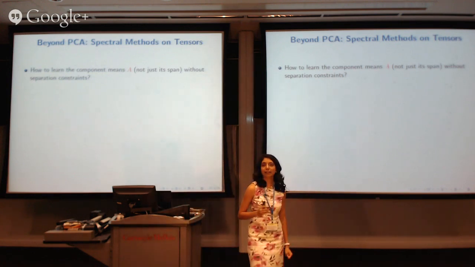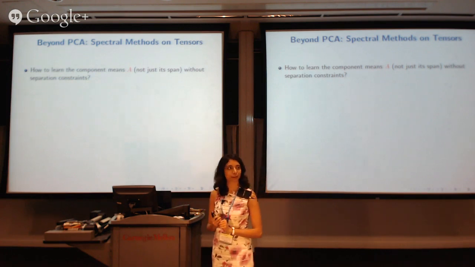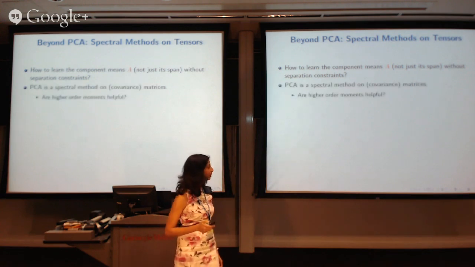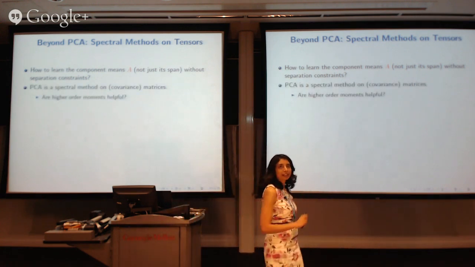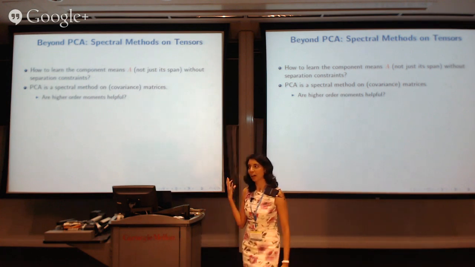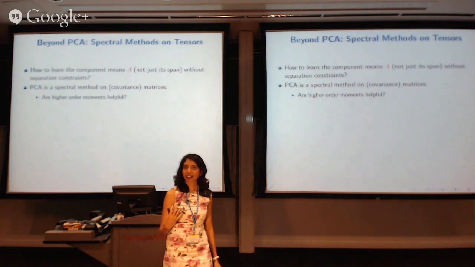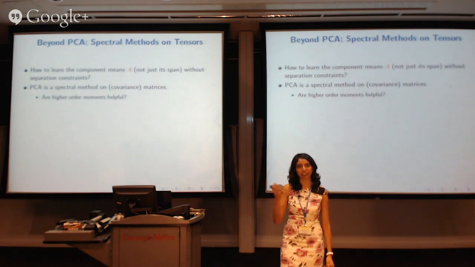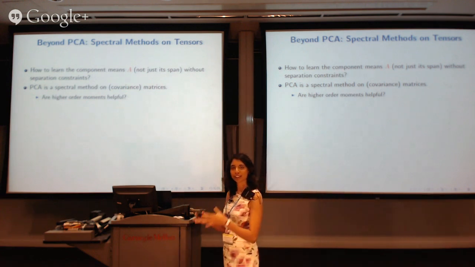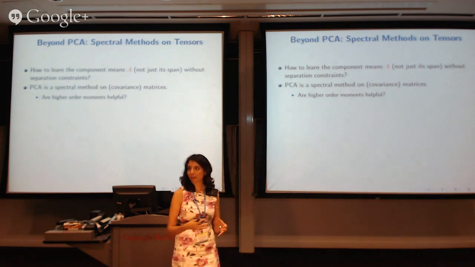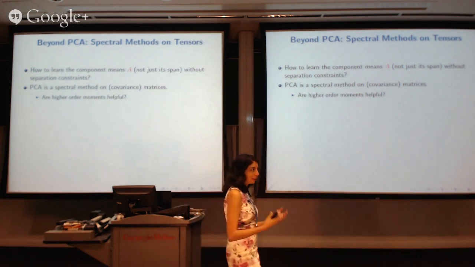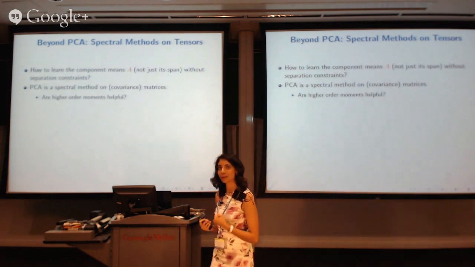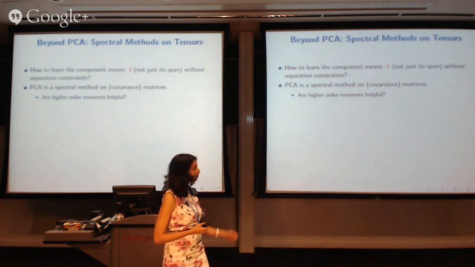So how do we learn the mean components, even in the simple case of Gaussian mixtures, without assuming any of these separation constraints? We saw that PCA looked at the covariance matrix. If I now incorporate higher order moments, can I do better? Can I get more information? Intuitively, there should be more information in higher order moments. Unless the distribution itself is Gaussian, in which case just mean and covariance is sufficient to describe it. But because it's a mixture of Gaussians, the higher order moments have more information. But the question is, how do we use it efficiently for learning?